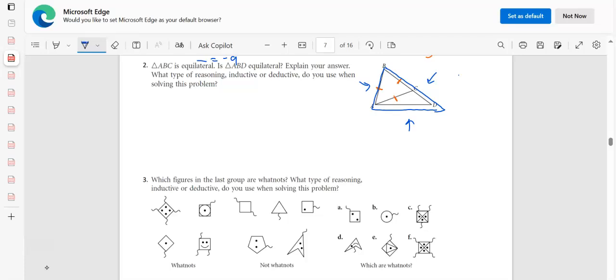So AD could be the same as AB. We just don't know. They could be congruent. But we do know something about BD. And that's where we're going to apply our reasoning.